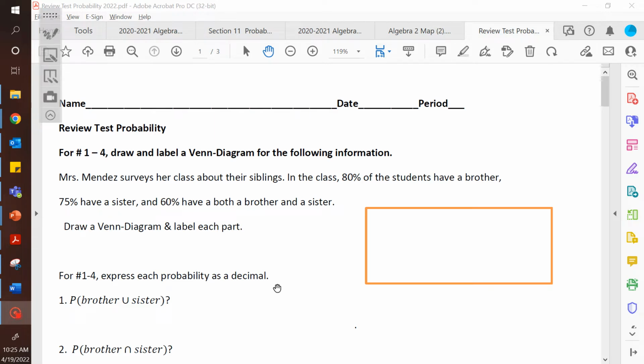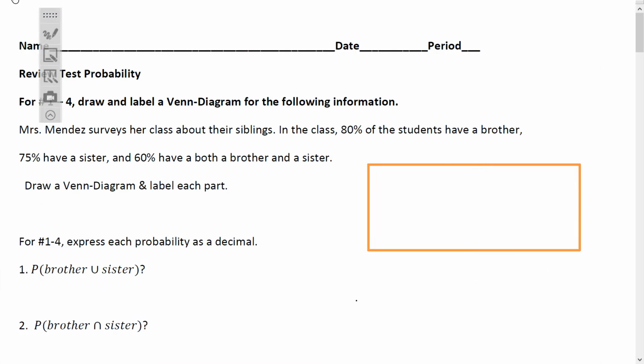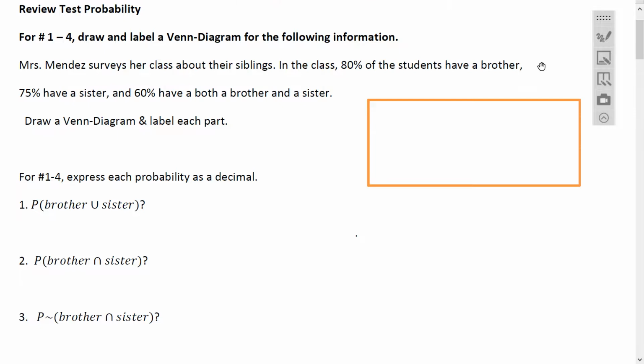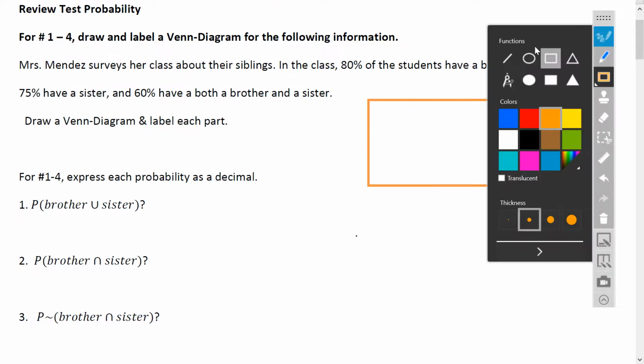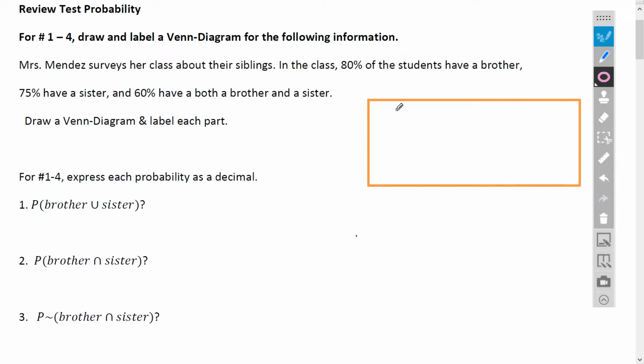Hi, hello everybody. Today we're going to be looking at our review here for chapter 10, probability. All right, so the first couple of problems has to do with this Venn diagram here. We need to, or this information here, we need to create a Venn diagram.